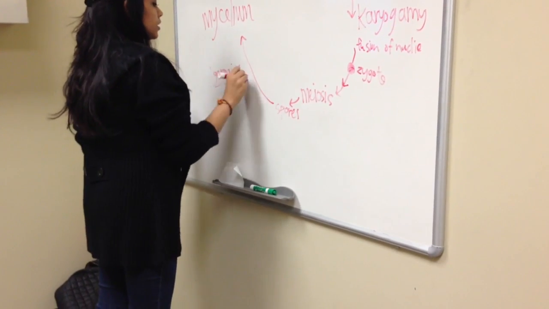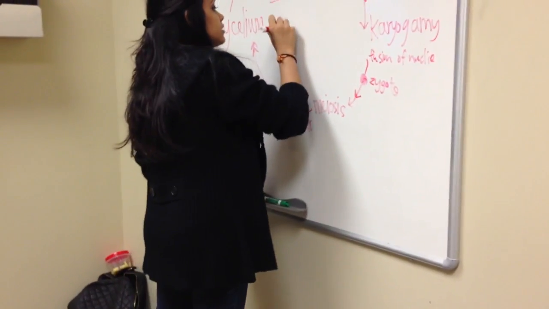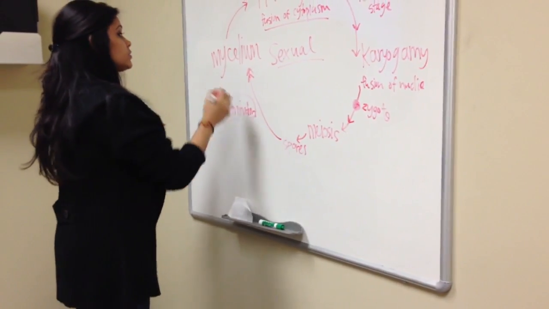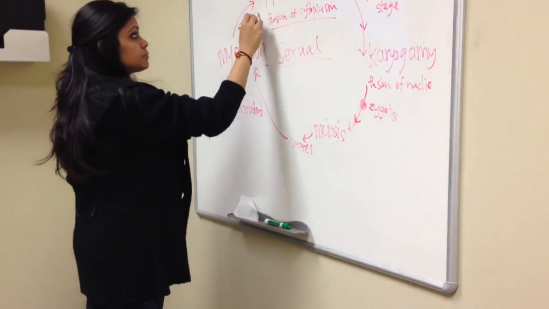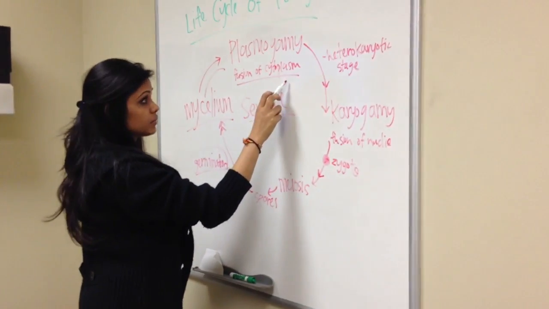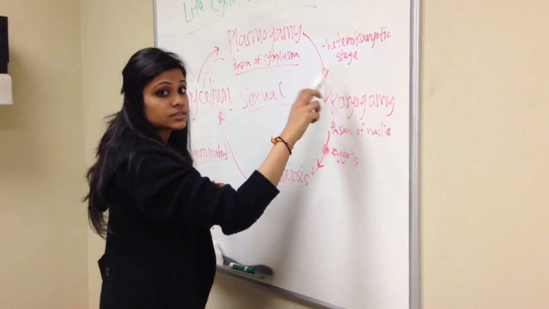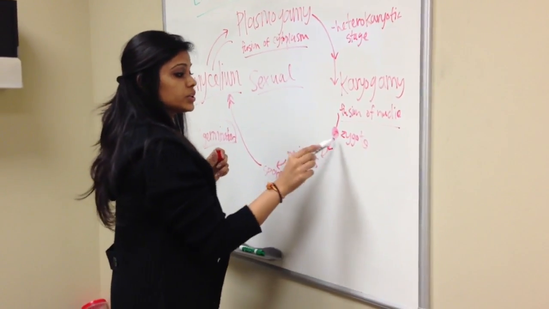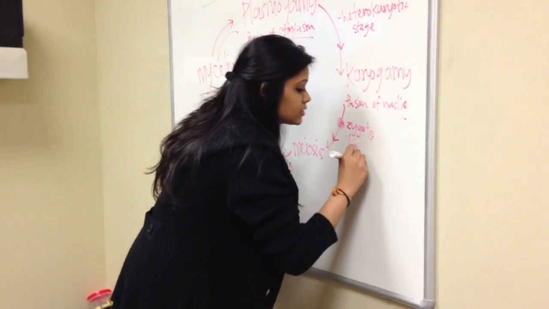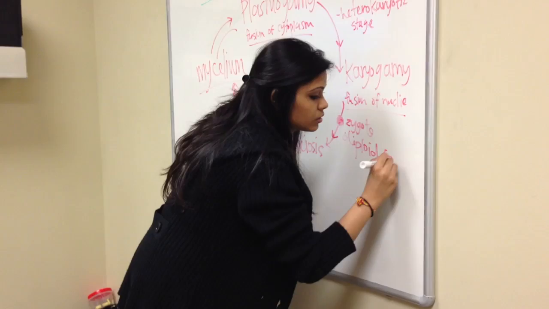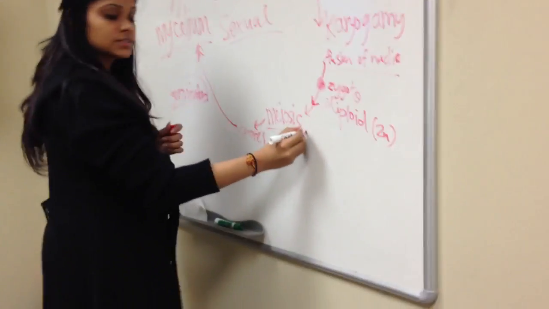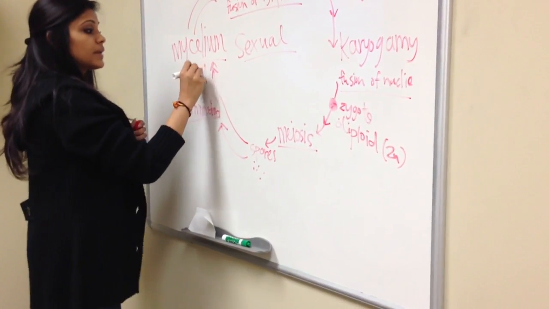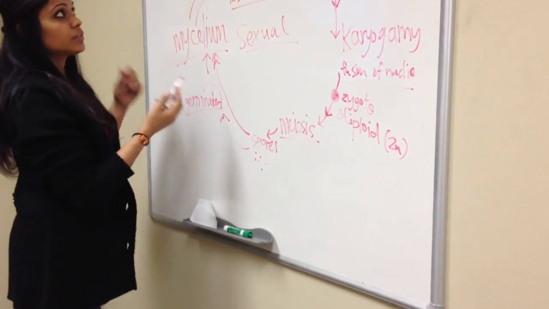Okay? And this is the sexual life cycle of fungi. So you have mycelium, which leads us to plasmogamy, which is a fusion of the cytoplasm, which leads us to the heterokaryotic stage, which takes us to karyogamy, which is a fusion of the nuclei, which gives us a diploid zygote, which goes to meiosis, which gives us little spores and leads to germination and goes back to mycelium. This is the general life cycle of a fungi.